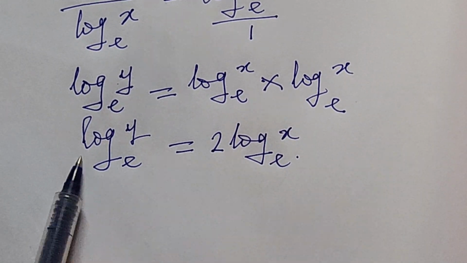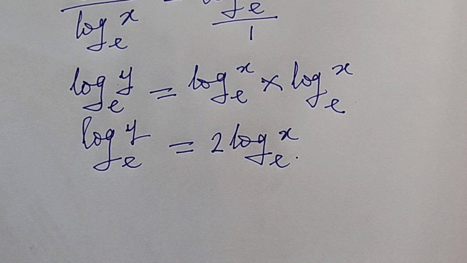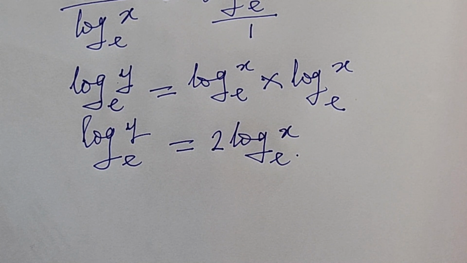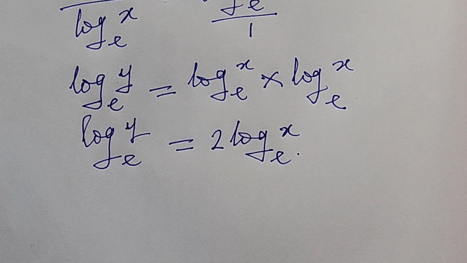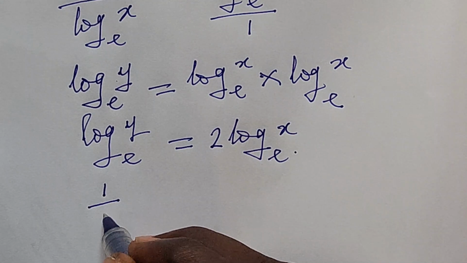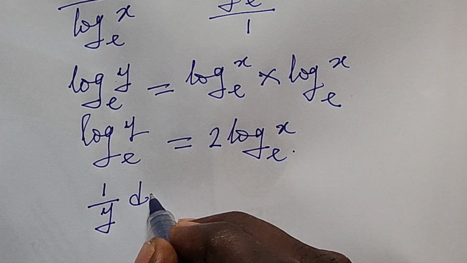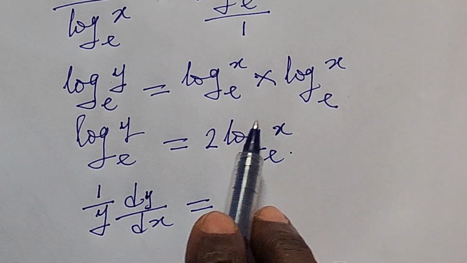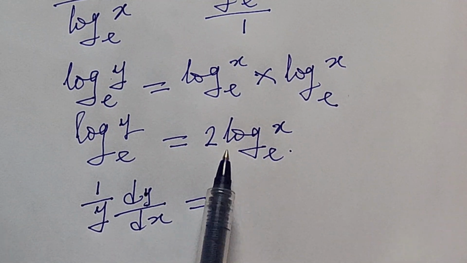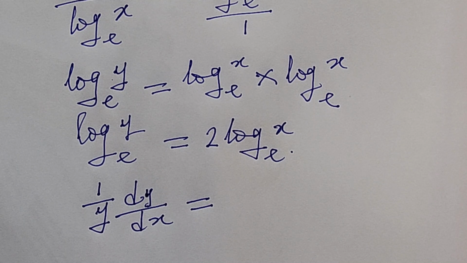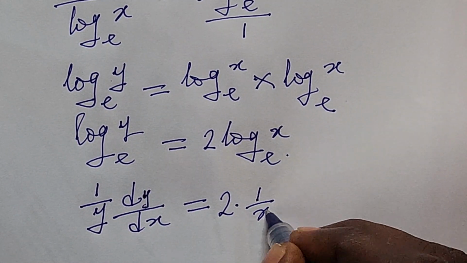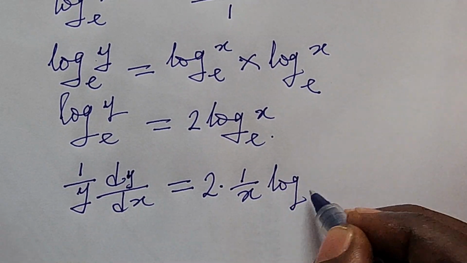So what we do next is to differentiate this part and also differentiate this with respect to x. This will give us implicit differentiation, right? So this will now give us 1 all over y times dy/dx, equal to, if we differentiate this function here, 1 all over x times log x base e. So this will now give us 2 times 1 all over x, then log x base e.